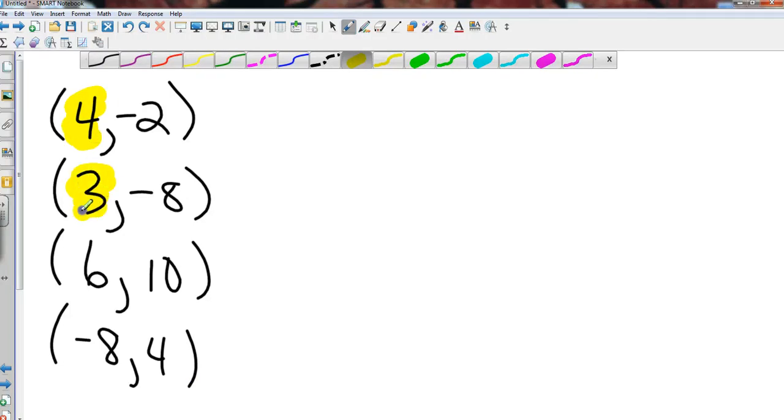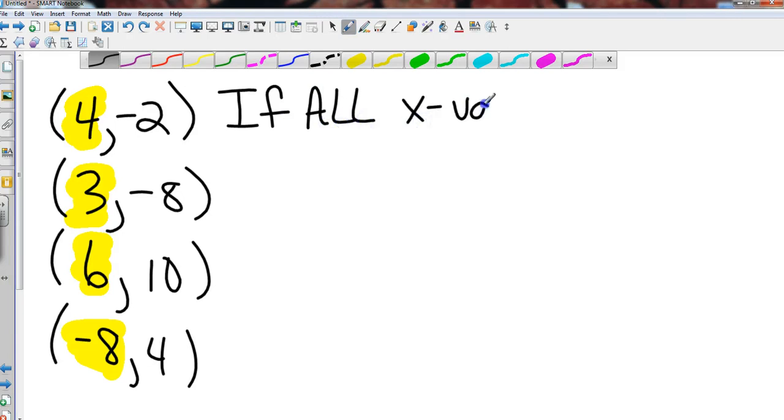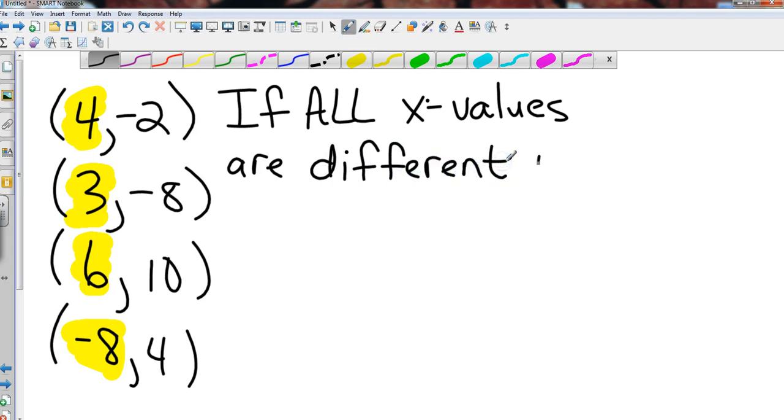Identify your x values. Highlight them, circle them, underline them, whatever you want to do. Doesn't matter to me. If they are all different, it's a function every time. So are these all different? Yes. All right. So if all x values are different, it's a function.